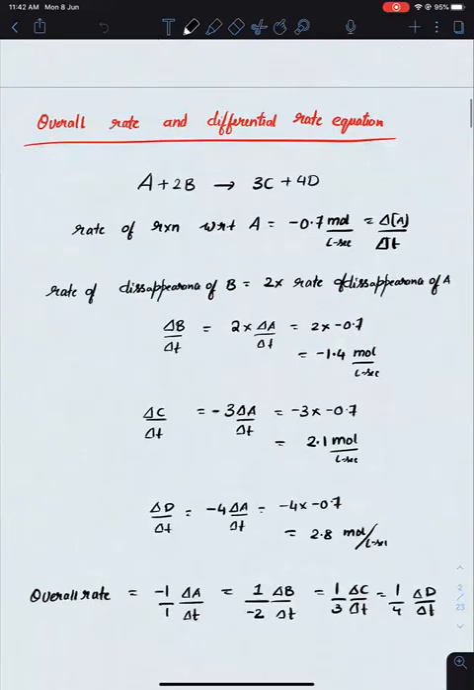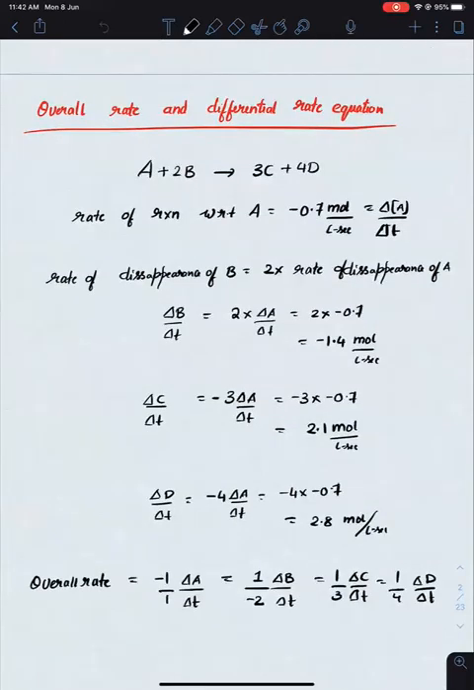So in order to have a unique value, we define overall rate, and overall rate is nothing but rate with respect to that particular substance divided by stoichiometric coefficient. Okay, for reactants divided by negative sign, for products divided by positive sign.